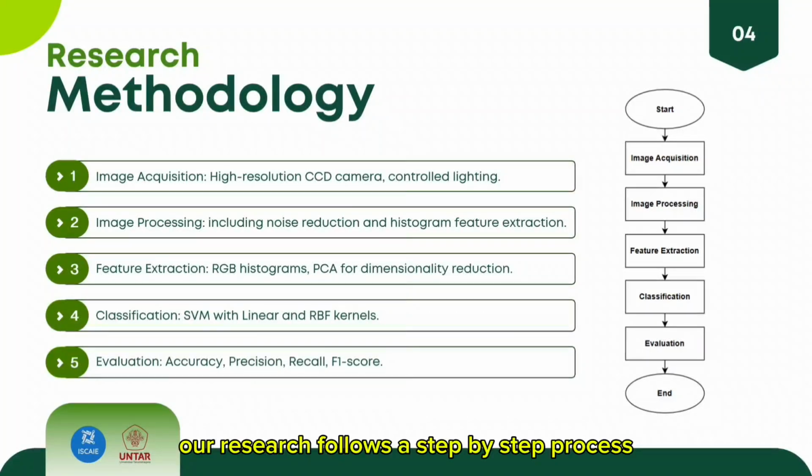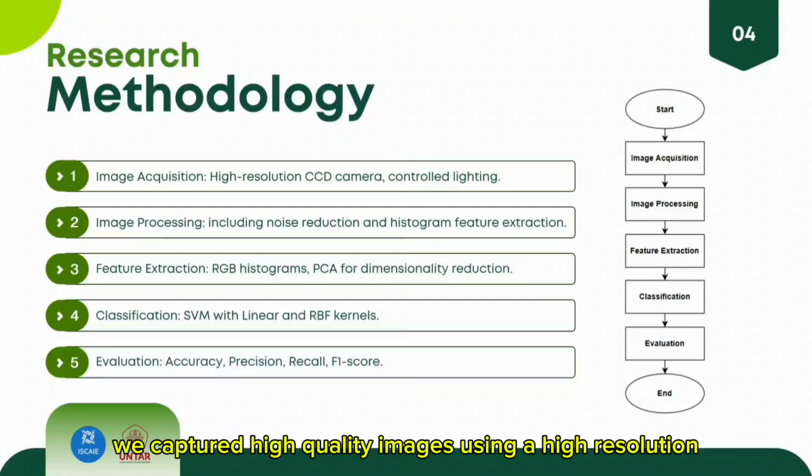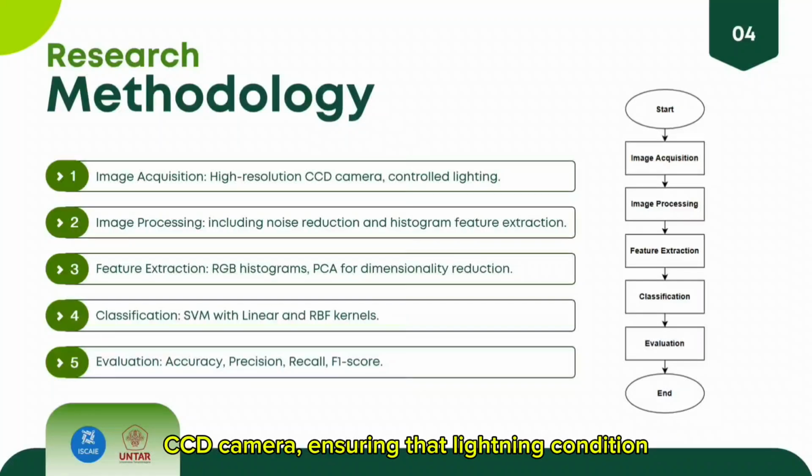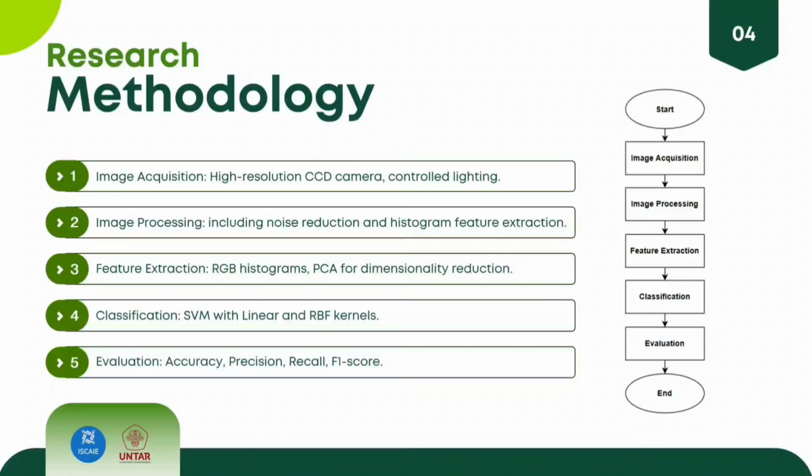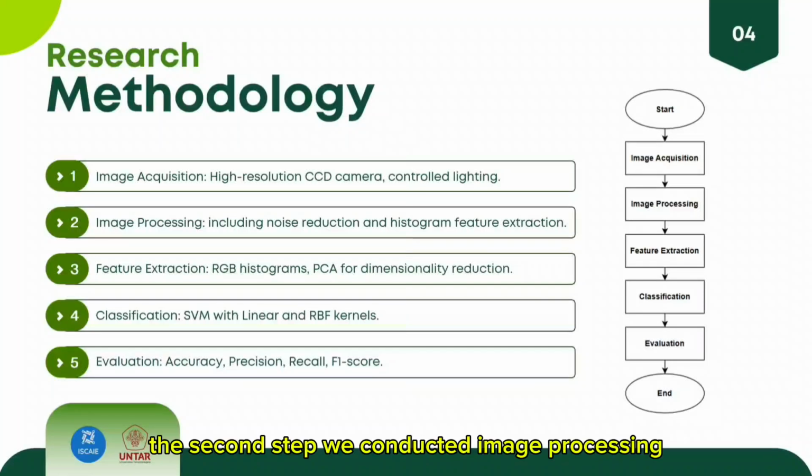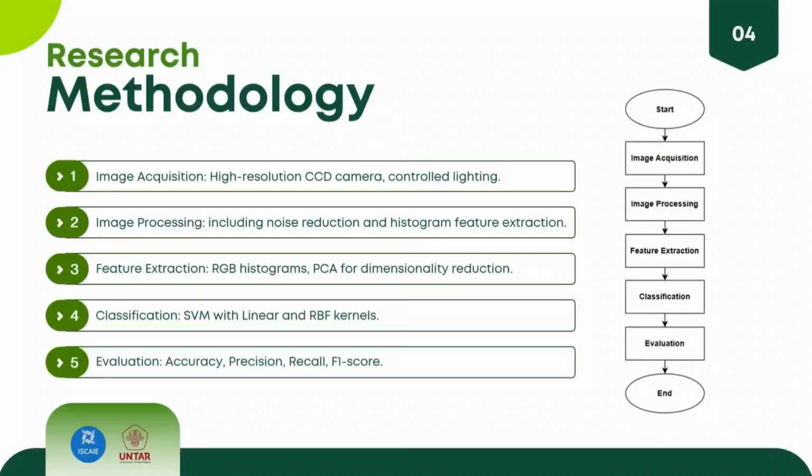Our research follows a step-by-step process consisting of 5 key stages. First, we have image acquisition. Here, we capture high-quality images using a high-resolution CCD camera, ensuring that lighting conditions were controlled to maintain image consistency. The second step is image processing. This step includes noise reduction and feature extraction using RGB histograms, capturing the color distribution of the rice grains.